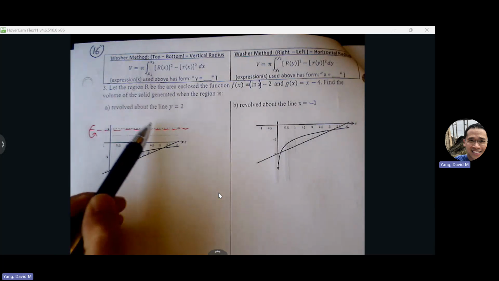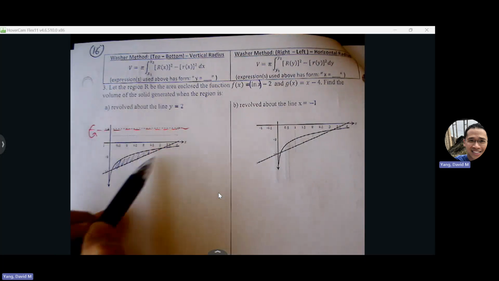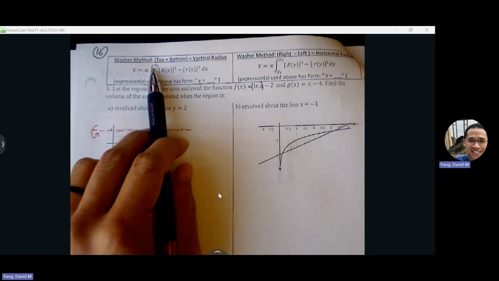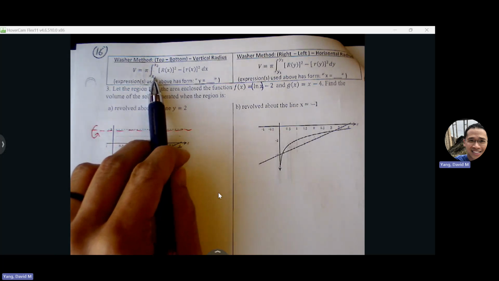Oh, I want to point something out here. Sometimes students feel like if the axis of revolution is really far away, it's going to impact the bounds somehow. The bounds are just for your shaded region. It doesn't matter where your axis of revolution is. Your bounds are just meant for your shaded region.